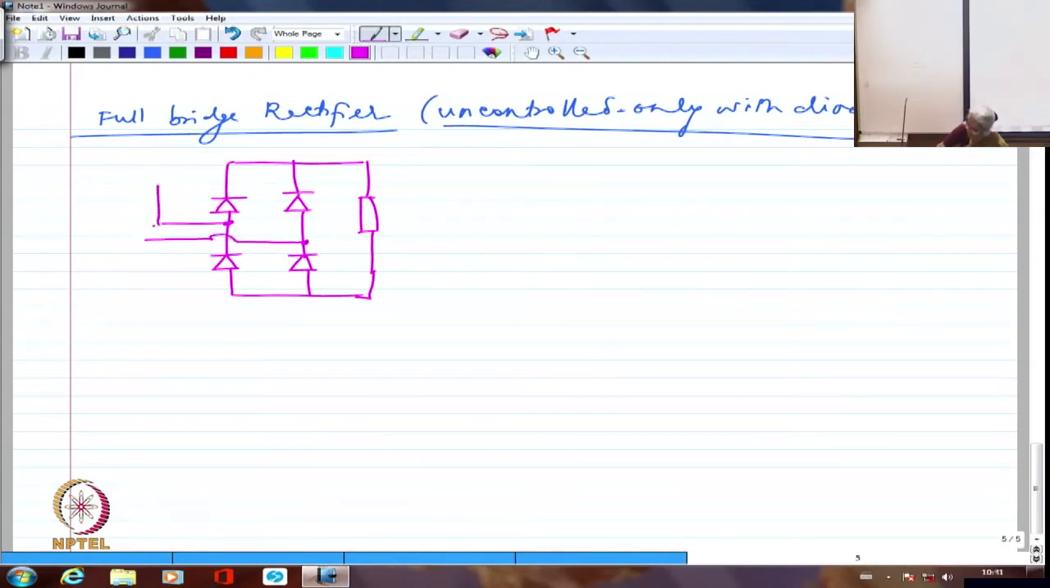Right? So AC voltage is at this point, and I'm going to have the load voltage like this. Right. So let me call them D1, D2, and I'm going to call this D3, D4.